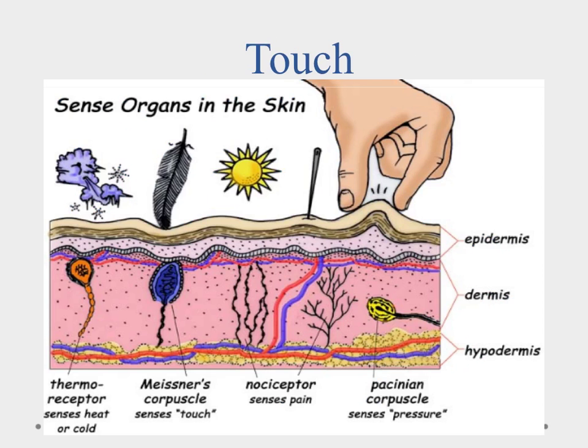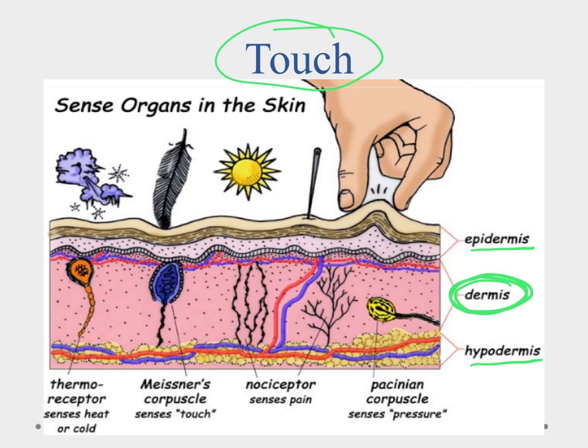Okay, so let's begin a quick discussion on the senses, and the first one we'll talk about is touch. Now, when we talked about the skin earlier, we talked about the outer layer of the epidermis, the inner layer, the hypodermis, or the fatty layer, and then we also mentioned this middle layer of the dermis where we find a lot of things hanging out in there.